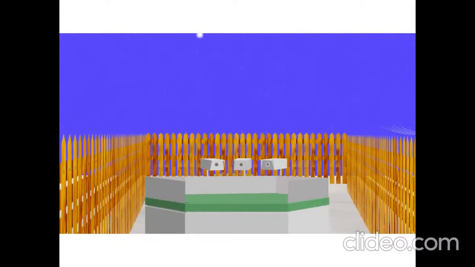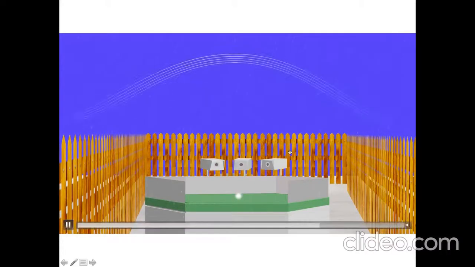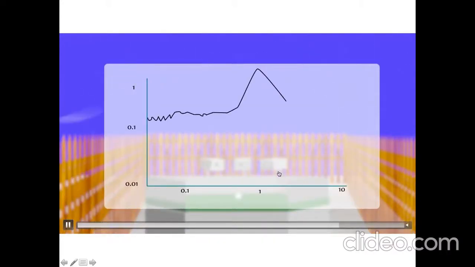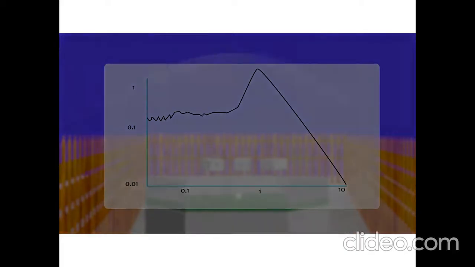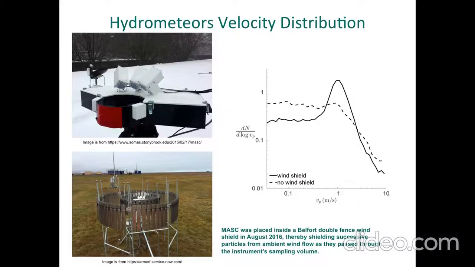The wind fence basically reduces the turbulence interaction with the snowflake, and as a result, the MASC measures approximately the fall velocity in stationary air. So the fall velocity gets a local peak at about 1 meter per second. So here you see the actual images of the MASC with and without the wind fence, and on the right side you see the plot, so the actual data. As you can see, the peak reduces if we take off the wind fence around the MASC.